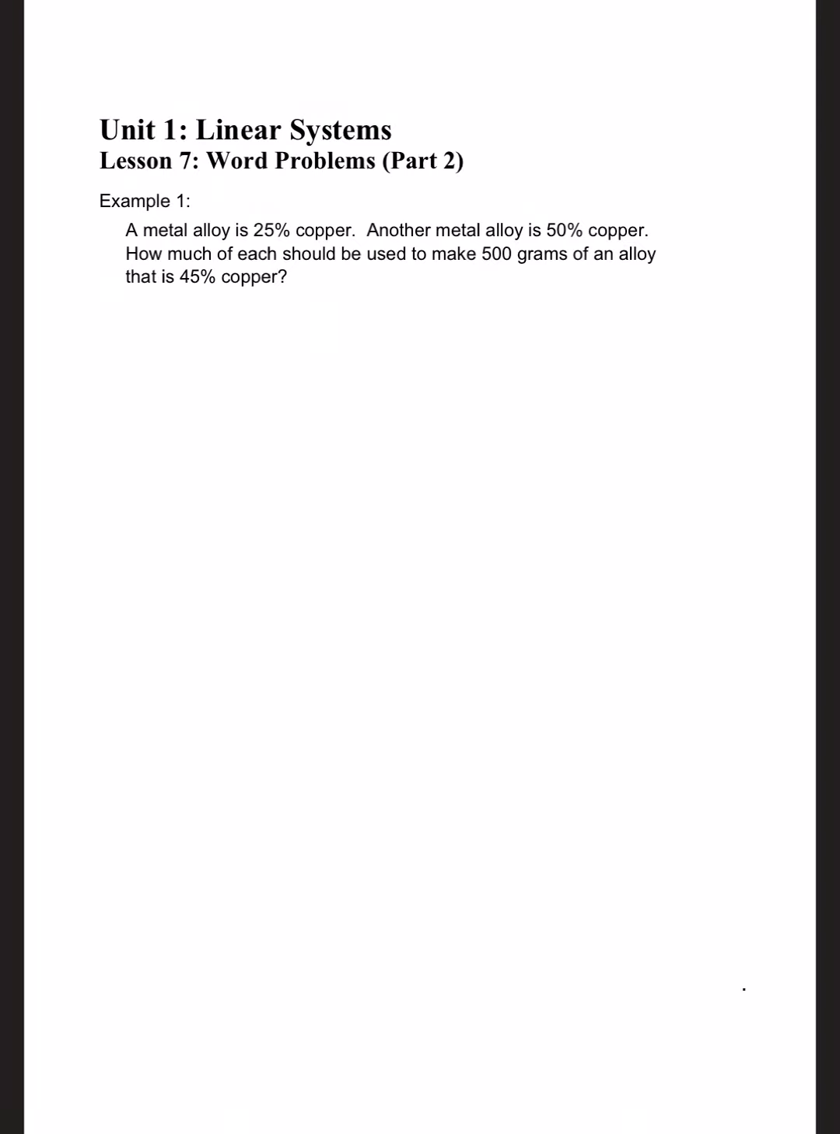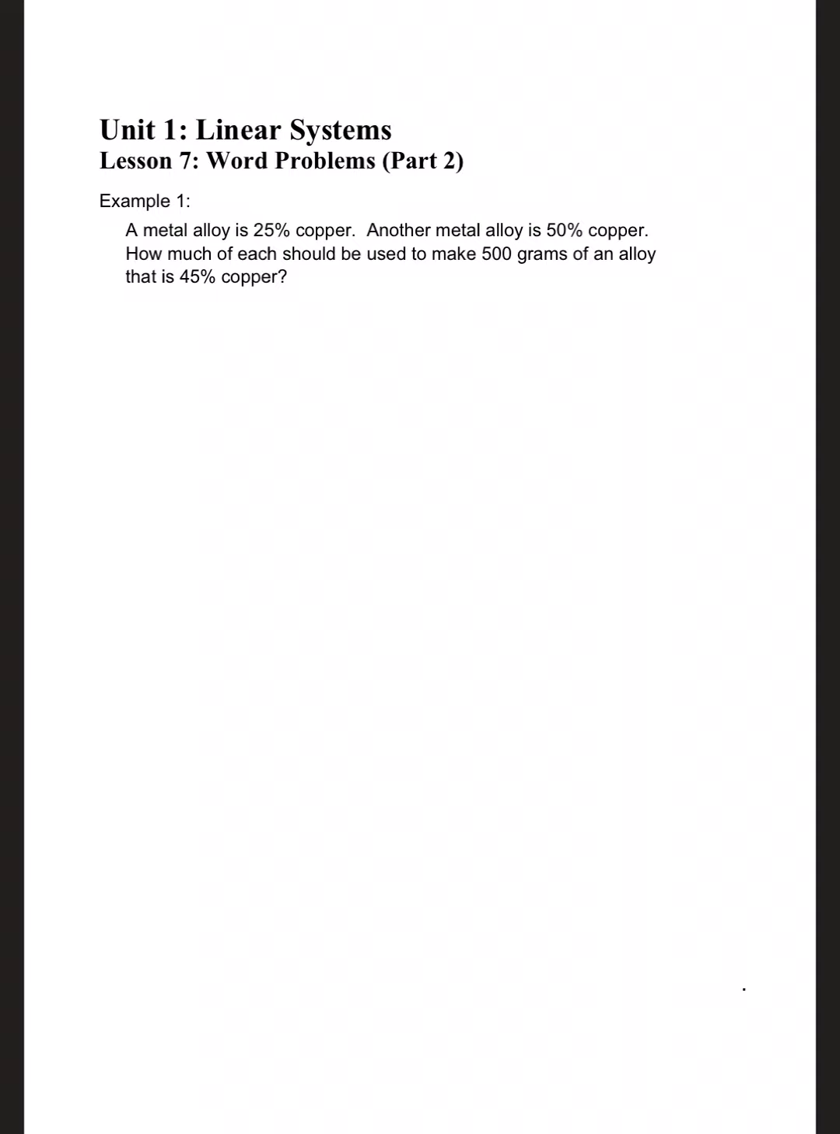Hello everyone. Today we're taking a look at Unit 1, Lesson 7. We're going to continue our discussion with word problems, building off of what we did in the previous day's lesson and continuing to look at word problems in a certain format. Our first example is going to be another mixture type of word problem, and then we're going to do one more example of a standard distance, speed, time problem mixed in a little bit, but you'll see what I mean when we get there.